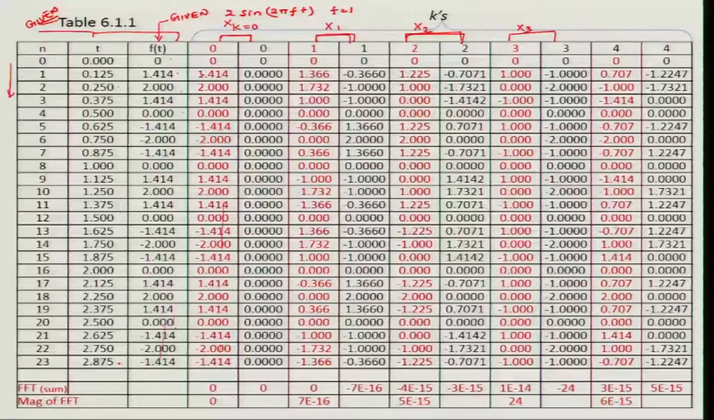And the sum. So, what I have done here is, this is the individual component corresponding to each n.